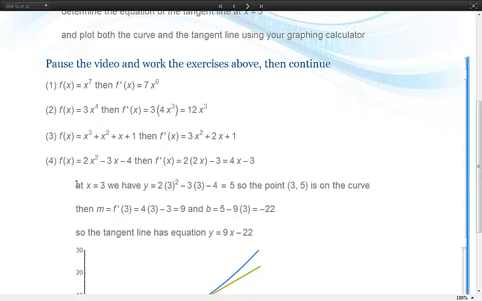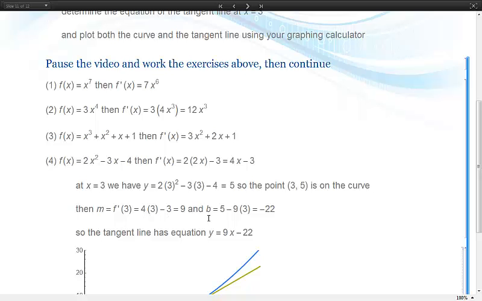At x equals 3, we can compute the y value that goes with it. So at x equals 3, we plug into the original equation. y is 2 times 3 squared minus 3 times 3 minus 4. Arithmetic shows that that's 5. So the point with coordinates 3, 5 is on the curve. And now we can use the derivative to find the slope. So m is f prime of 3, the derivative evaluated at 3. Well, the derivative was 4x minus 3. So evaluated at 3, that's 4 times 3 minus 3. 12 minus 3 is 9.